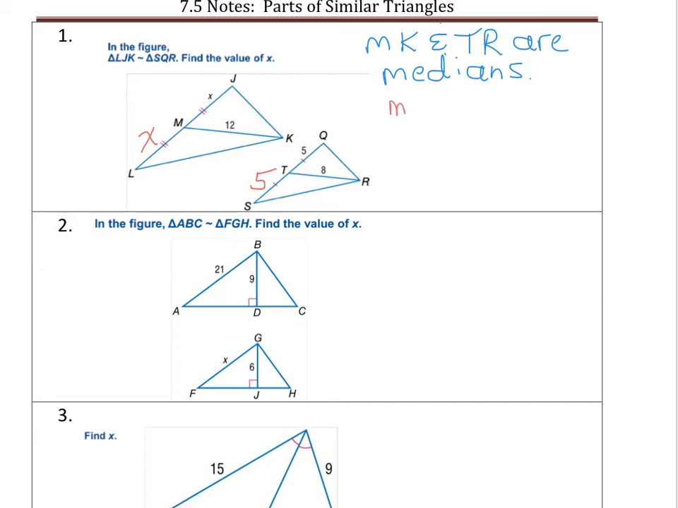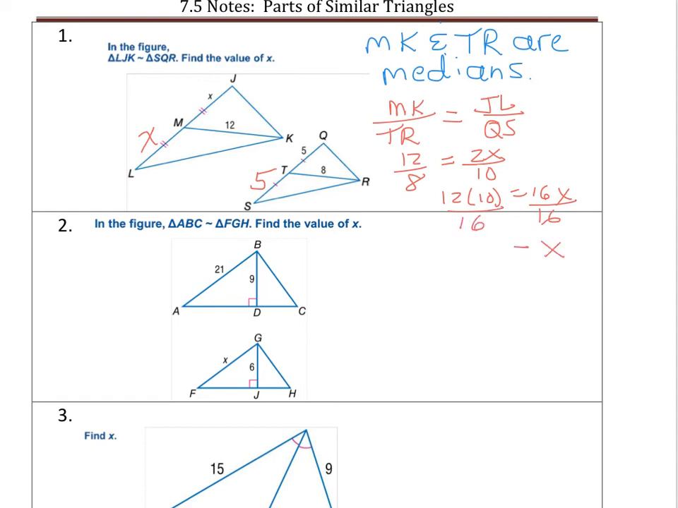So MK is to TR as, we can say the sides here, JL is to QS. MK 12 is to TR 8 as 2x is to 10, 5 plus 5. Oh, that doesn't look like a 10. Sorry, it looks like a 6. So we end up with 12 times 10 equals 16x. Divide both sides by 16.